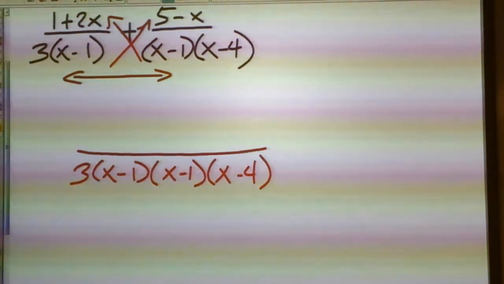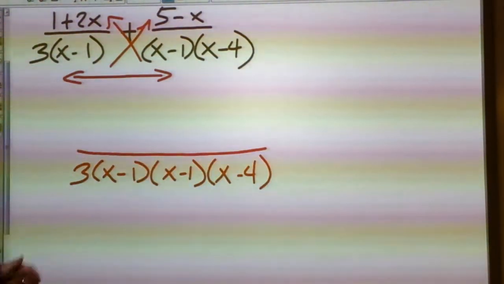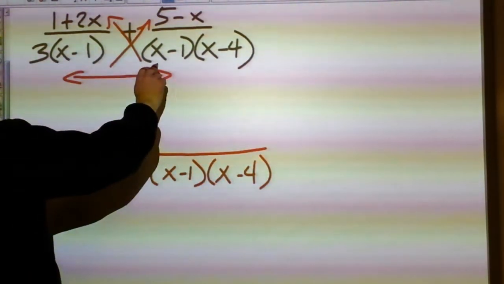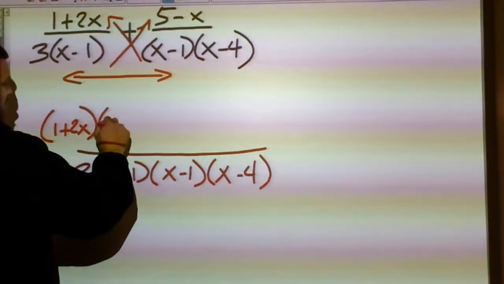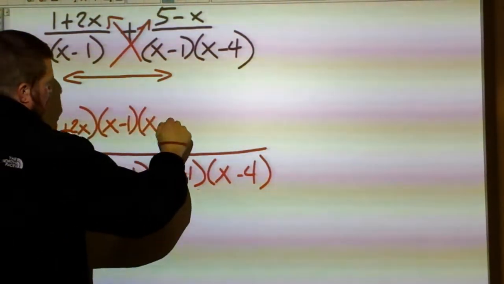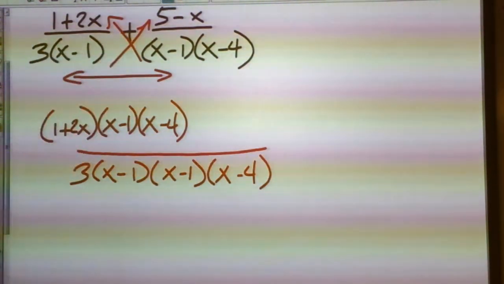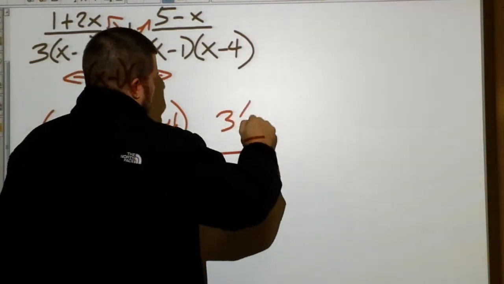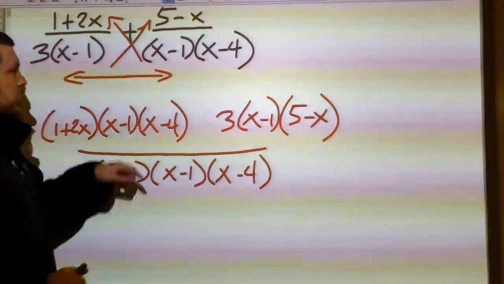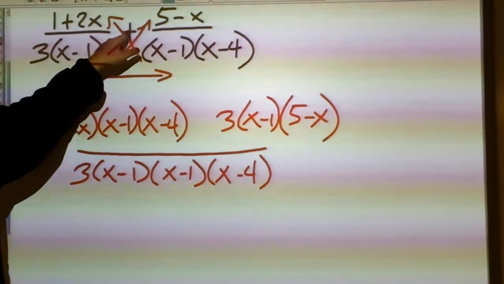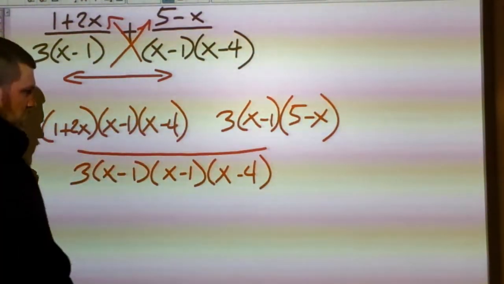Okay, again, the bottom just stays exactly the way it is. I don't want to do anything here because it is completely factored. Now, multiplying from the bottom to the top left, I have 1 plus 2x times x minus 1 times x minus 4. And then multiplying from the bottom to the top right, I have 3 times x minus 1 times 5 minus x. We start off with plus in the middle of our 2 fractions, so to connect our terms in the numerator of our new single fraction, I also need to put my plus there.